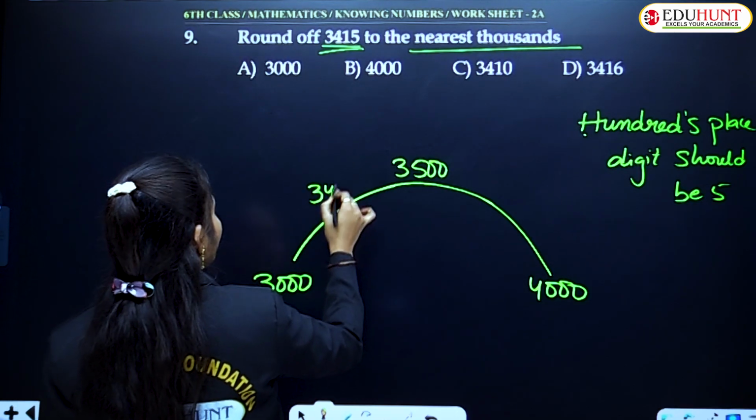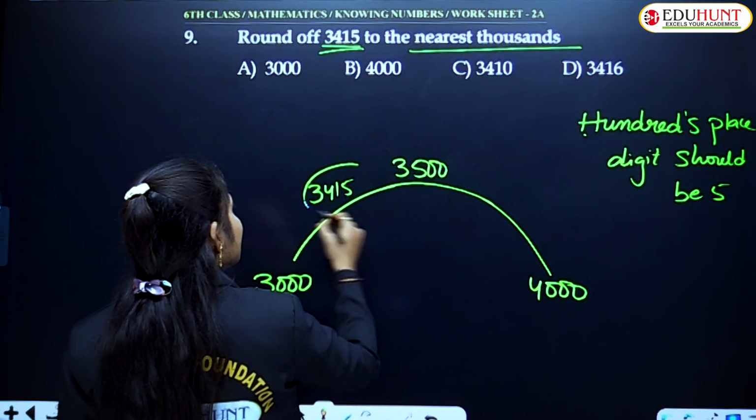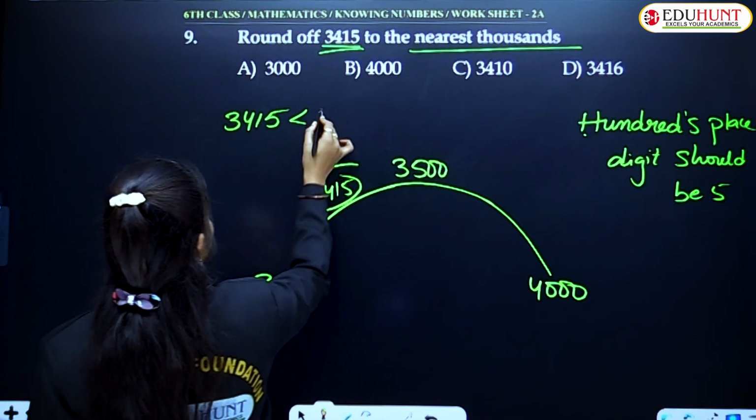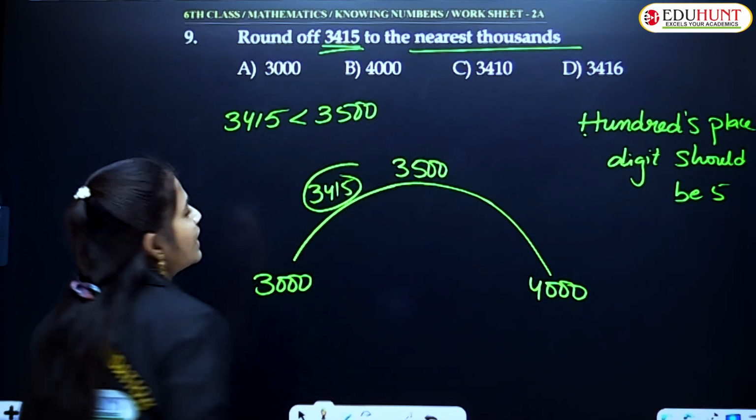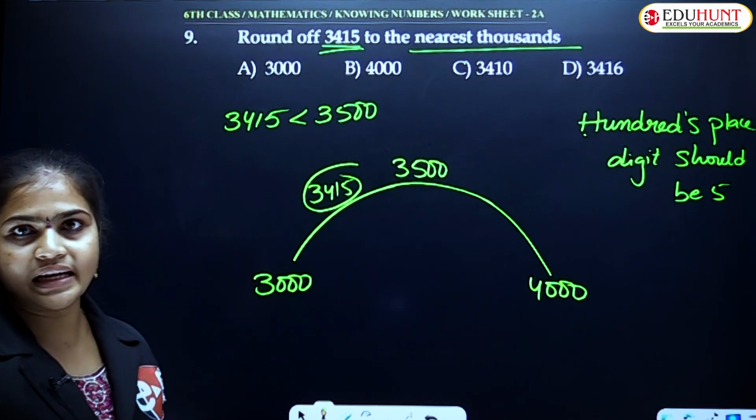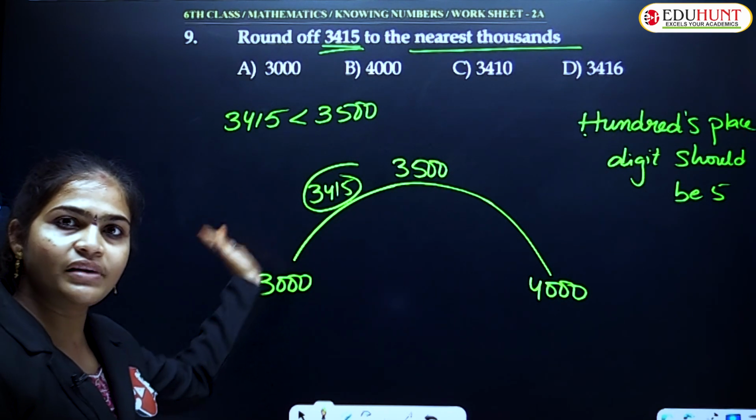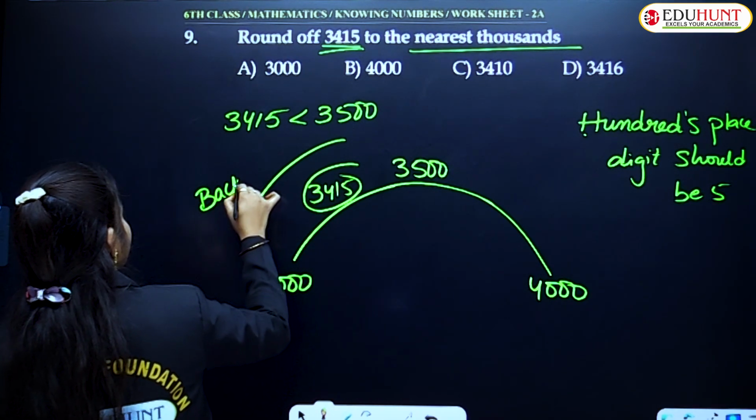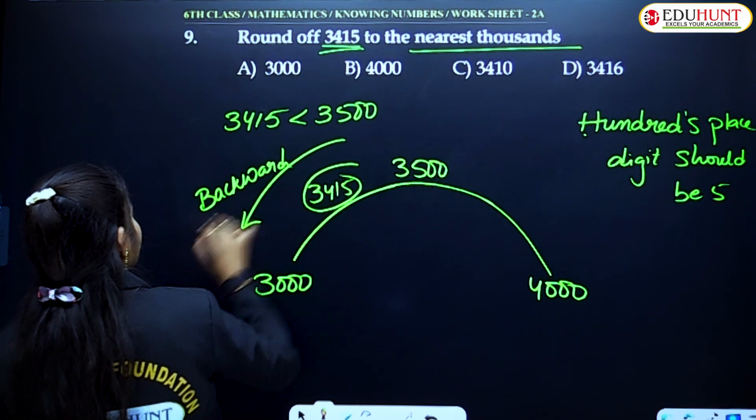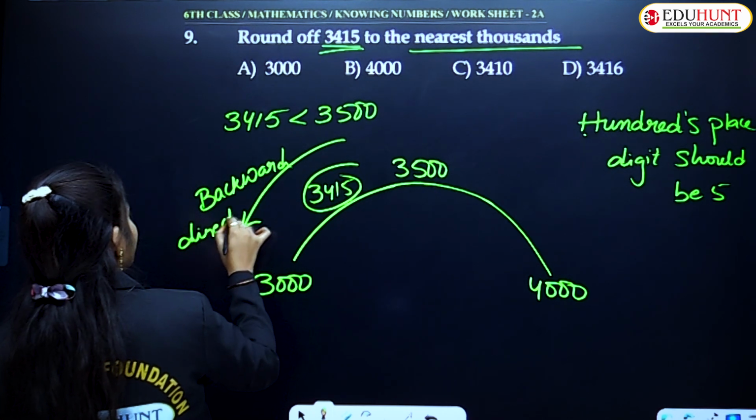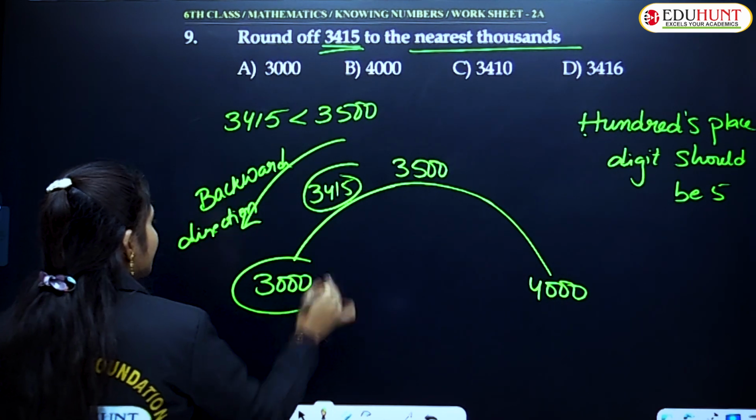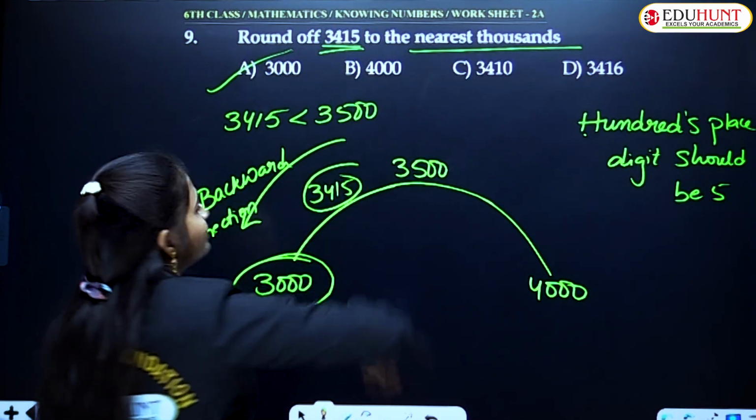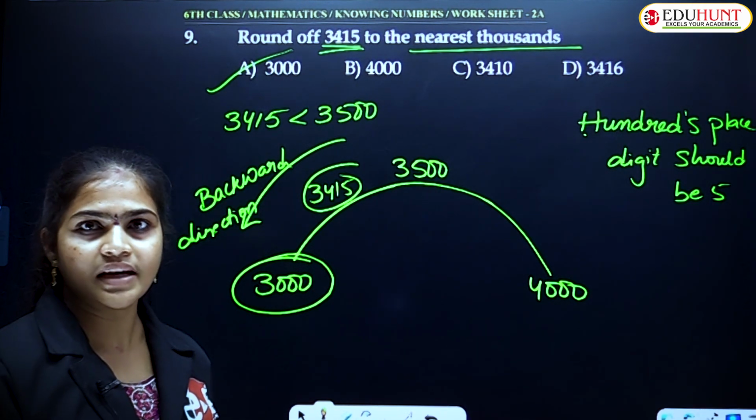3,415 is less than 3,500. Less than means which direction we have to move? Backward direction only, no? Okay, ma'am. So that number is nearer to which number here? 3,000. So which option is correct here? Option A is correct. Understood?